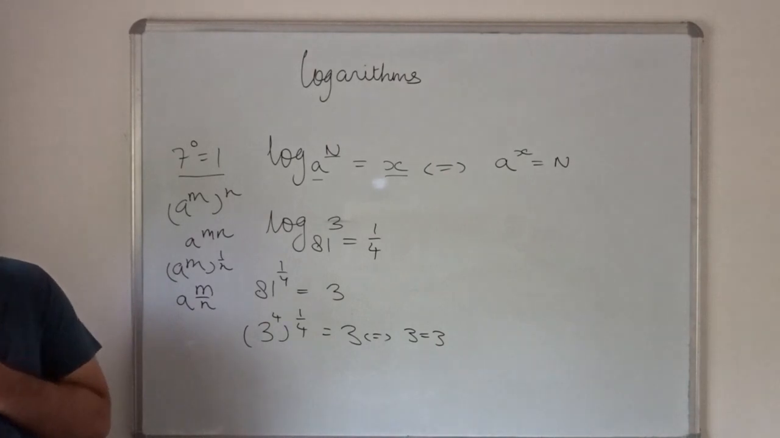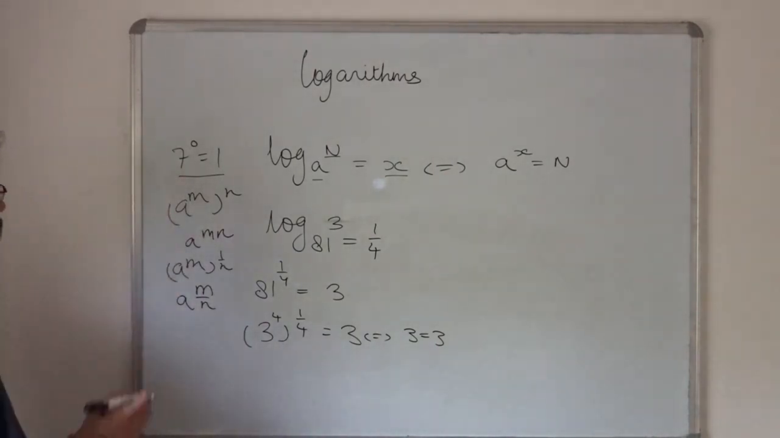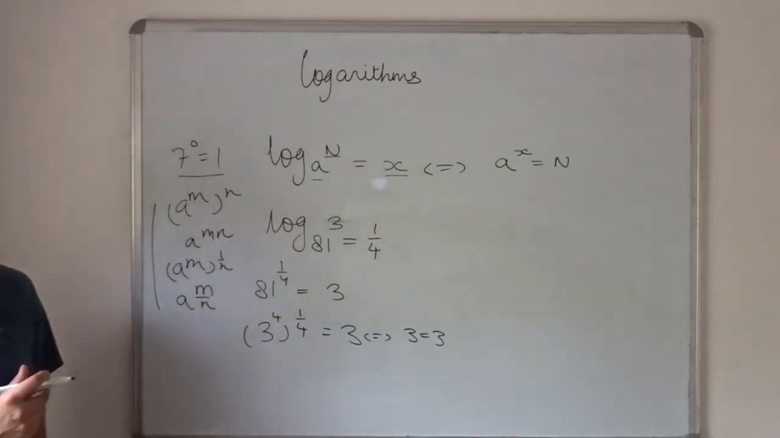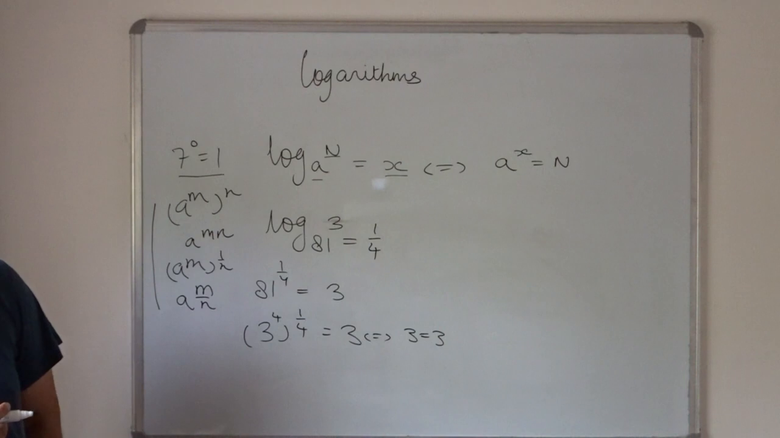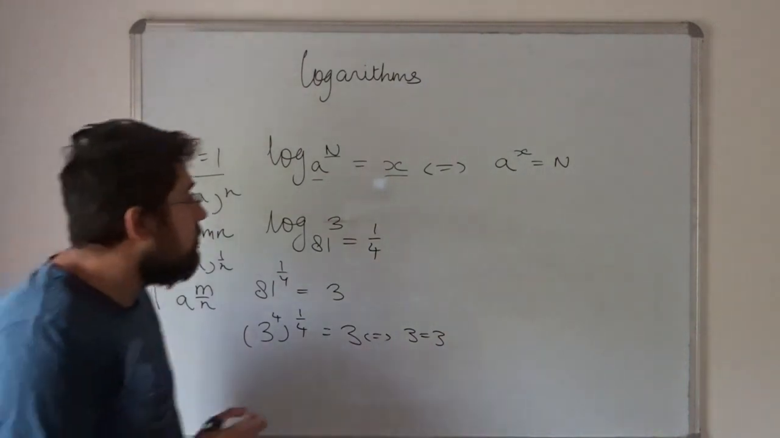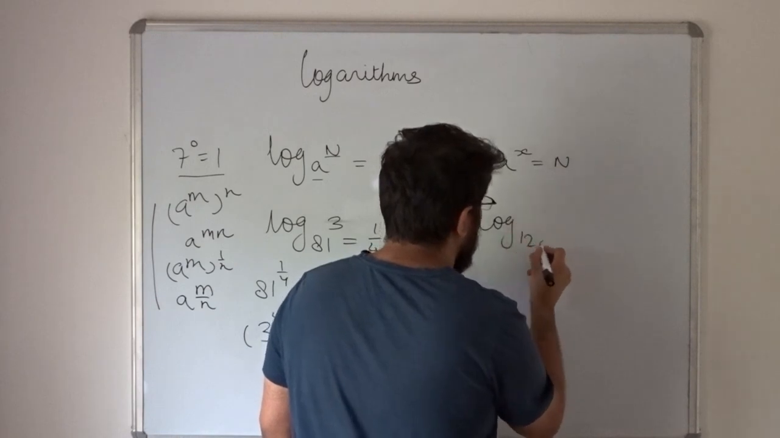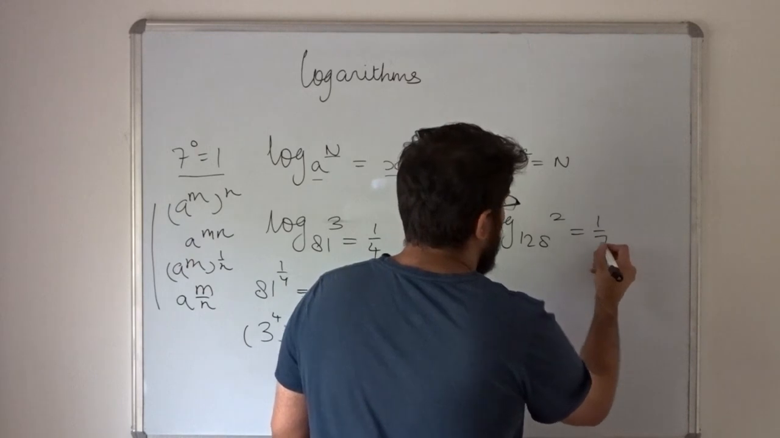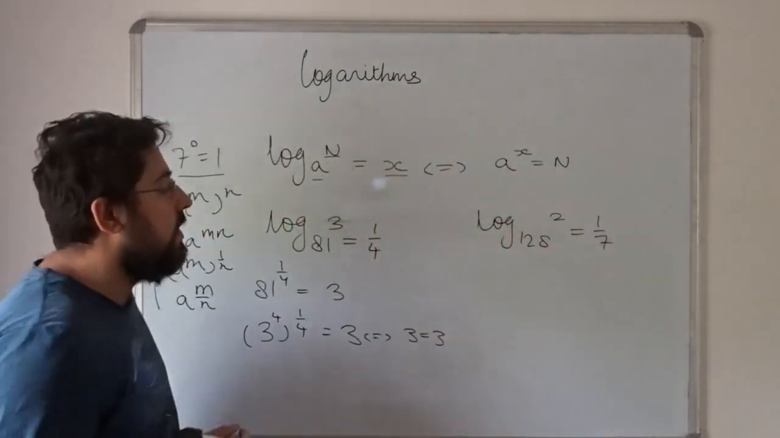Okay. So let's take one more example. The next example I'm going to take, make sure you remember these rules as well. Okay? So it is log base 128 to the power 2 equals 1 upon 7. Okay? So this is the next example.